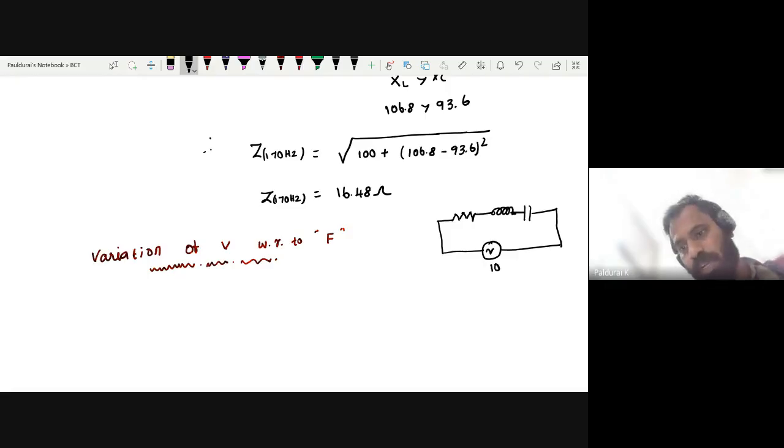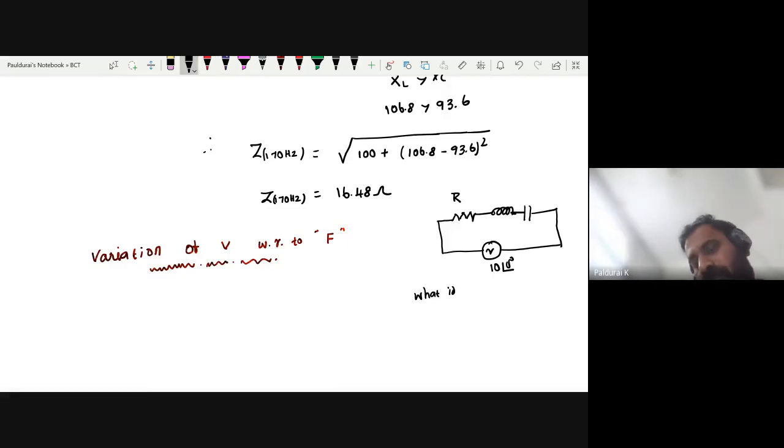Assume I am applying some 10 volt, 10 at an angle of 0. My question is, what is the voltage drop across the resistance at resonance? Anyone?